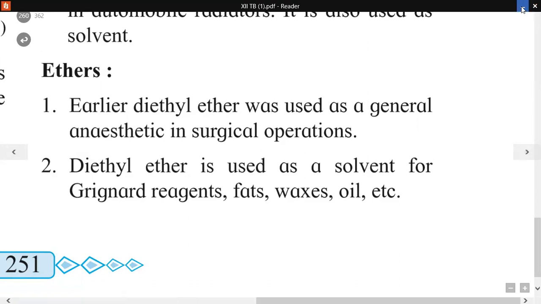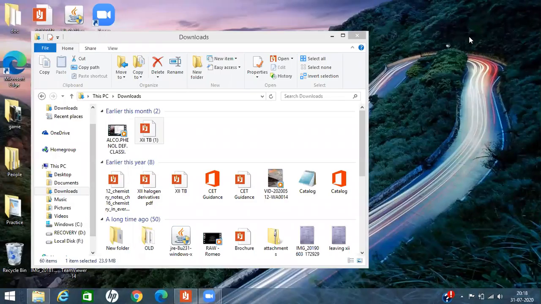Then uses of phenol. We know phenols are used as antiseptics and therefore they are used in the manufacture of soap. Similarly, phenol is also used in the manufacture of plastics like bakelite. So that is also an important use of phenol, and that is about the uses of alcohol, ether and phenol.